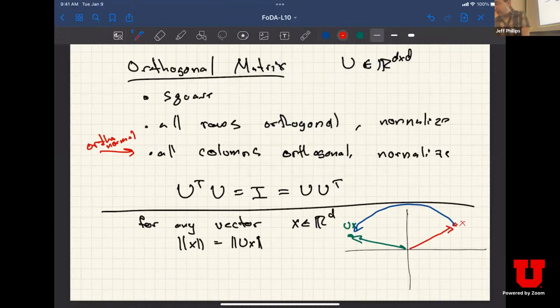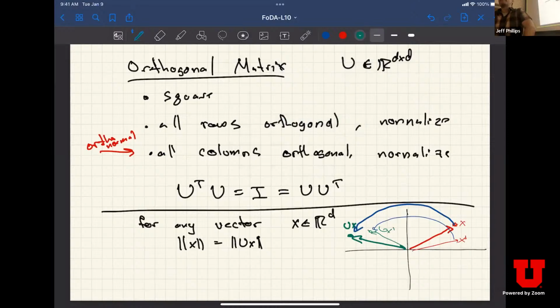So if I did this again with another x prime, it's going to do the same sort of rotation here, and it's going to get Ux prime. So it's the same sort of rotation in the space. Maybe the norms are different, so it's on a different circle, but it's rotating by the same angle here.